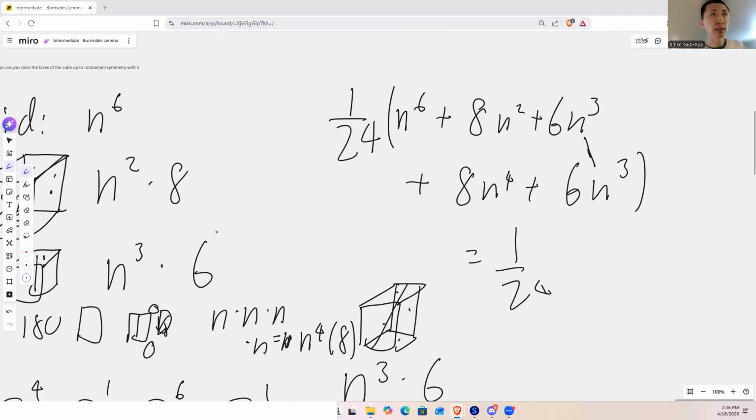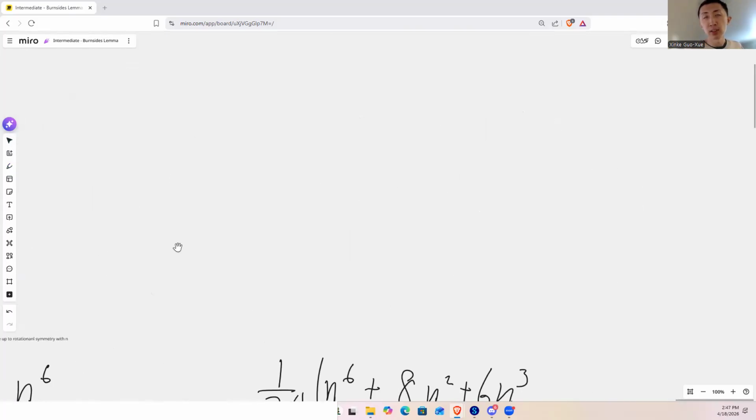I encourage you to try some of the problems we've done without Burnside's lemma and see which way you like better. Just to give a sense of how we might prove Burnside's lemma, I'll just state the definition of a group. You don't have to take this too seriously for now.